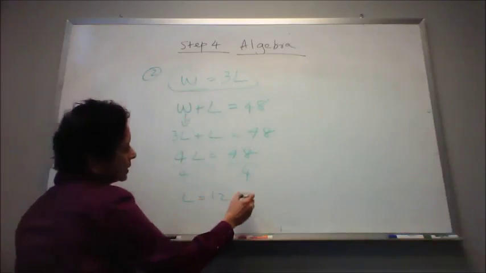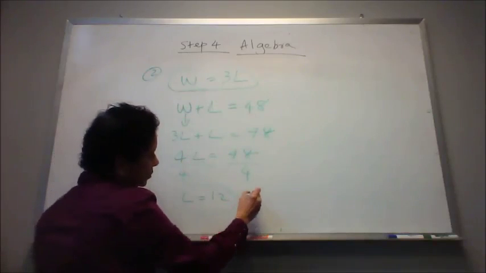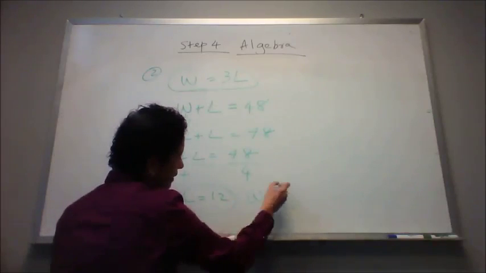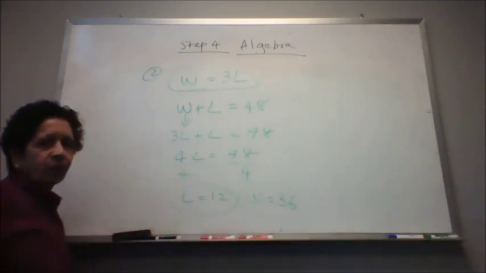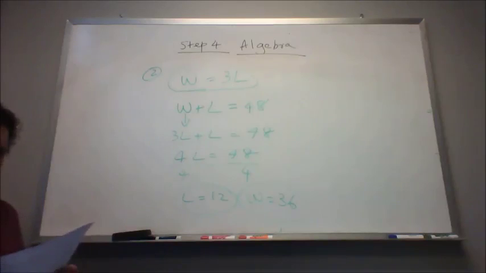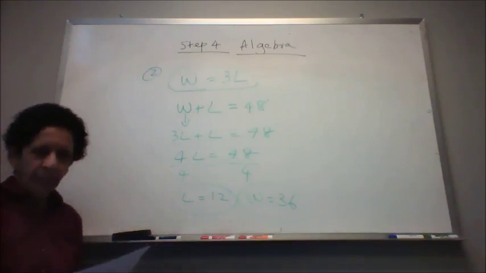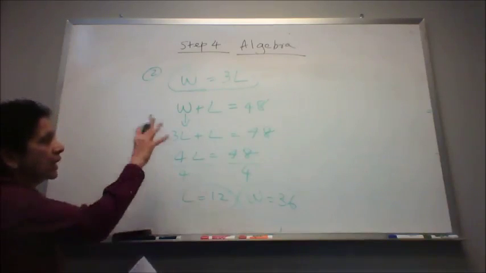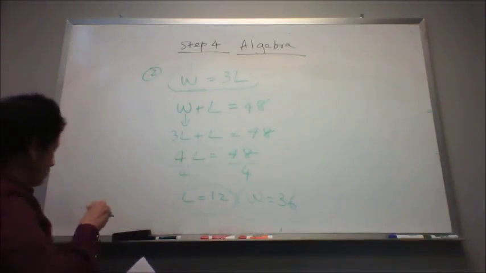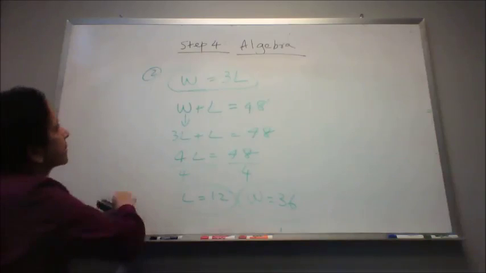So how many wins? So 3 times that. So the number of wins is going to be 36. So 36 plus 12, you get 48 total, right? So they had 36 wins and 12 losses. Okay? So this is a nice application of how you do the solving, right?